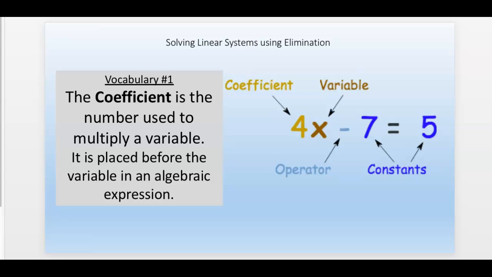There are some vocabulary words today. Some of these should be review for you. The first one is coefficient. It's the number that we use to multiply a variable. It's the number that's placed in front of or before the variable in an algebraic expression. In this case, the coefficient is 4. 4x, the coefficient is 4.